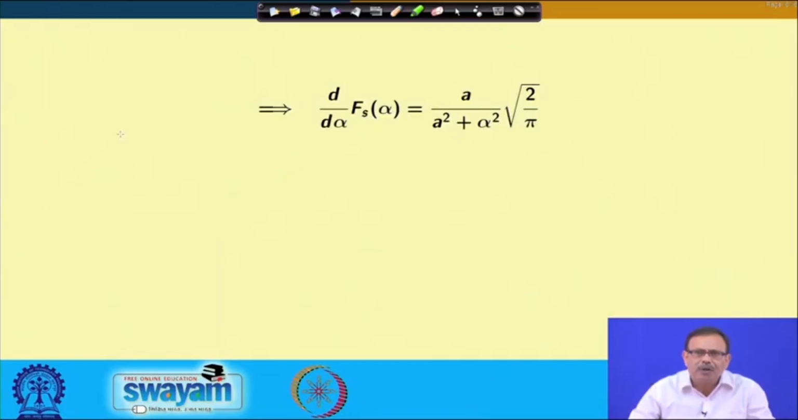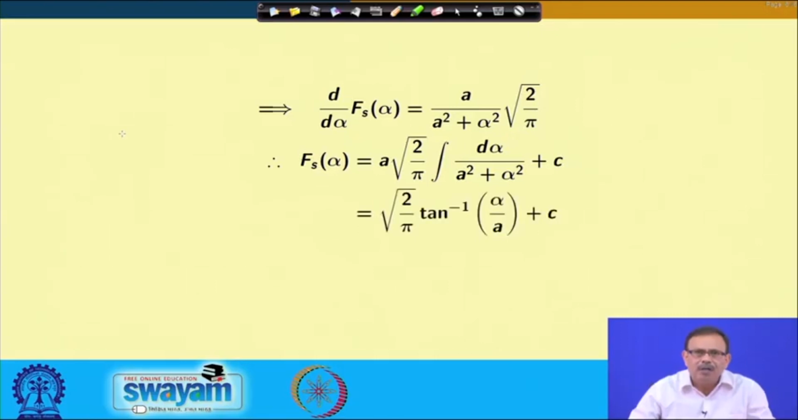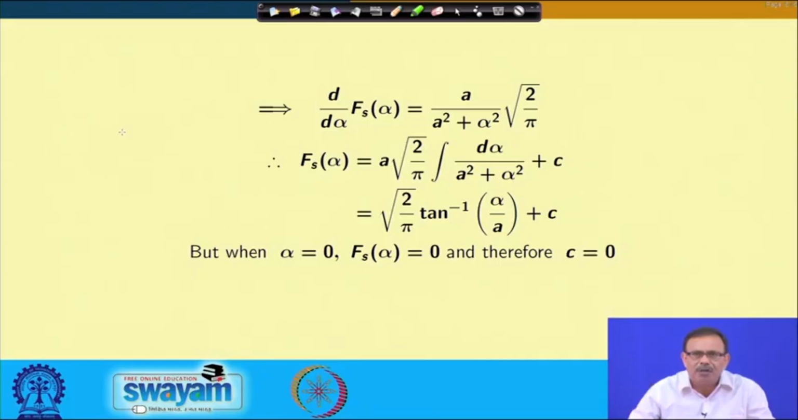If you substitute it, you will obtain d/d alpha of f_s(alpha) as nothing but a by a square plus alpha square into root over 2 by pi. So, f_s(alpha), the Fourier sine transform of the given function, can be written in terms of the integral. The value of the integral is 1 by a tan inverse alpha by a, and a will be cancelled, plus an arbitrary constant c will be added. Whenever alpha is 0, the Fourier sine transform of alpha is 0, so the value of the arbitrary constant c is 0. Therefore, you are obtaining the Fourier sine transform of alpha equals root over 2 by pi tan inverse alpha by a.